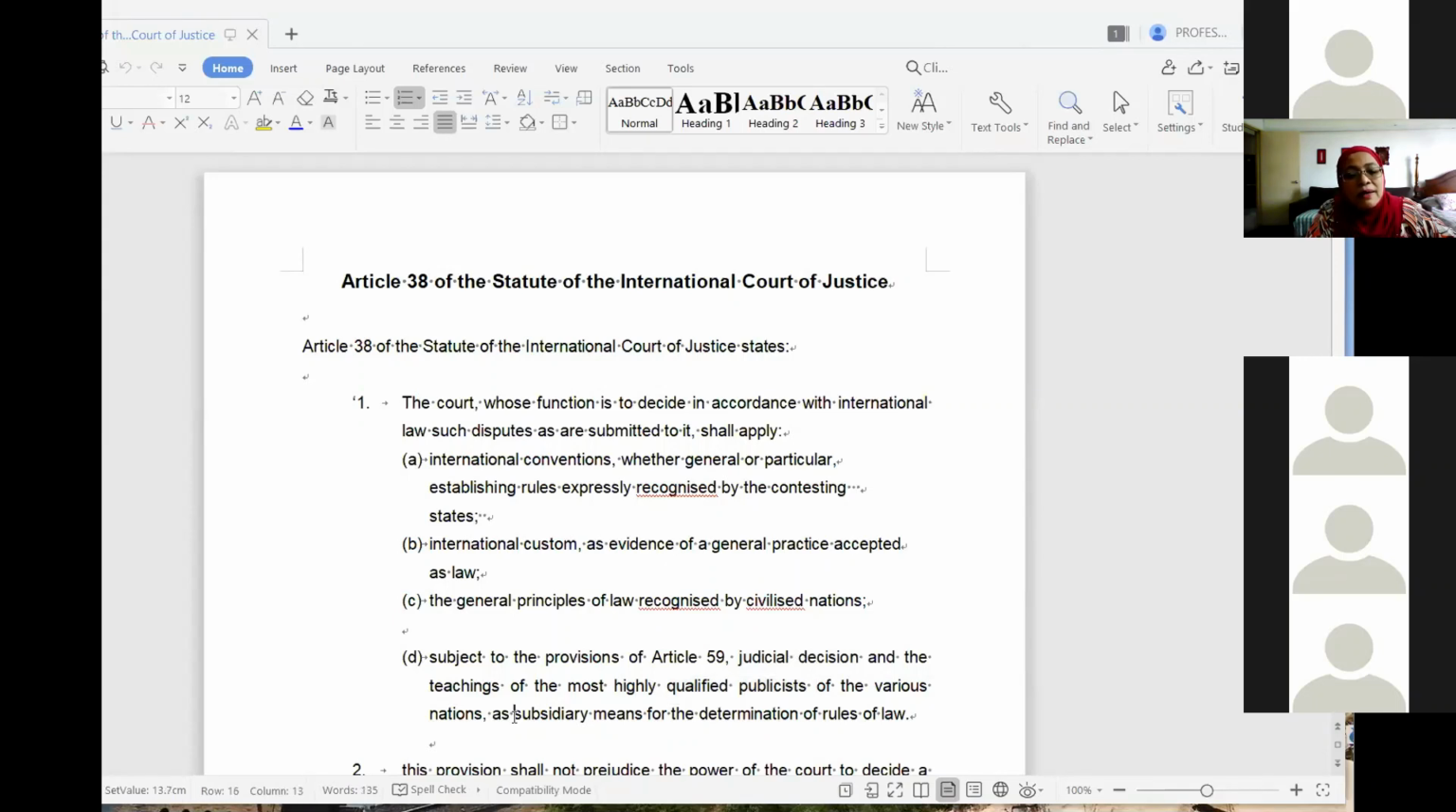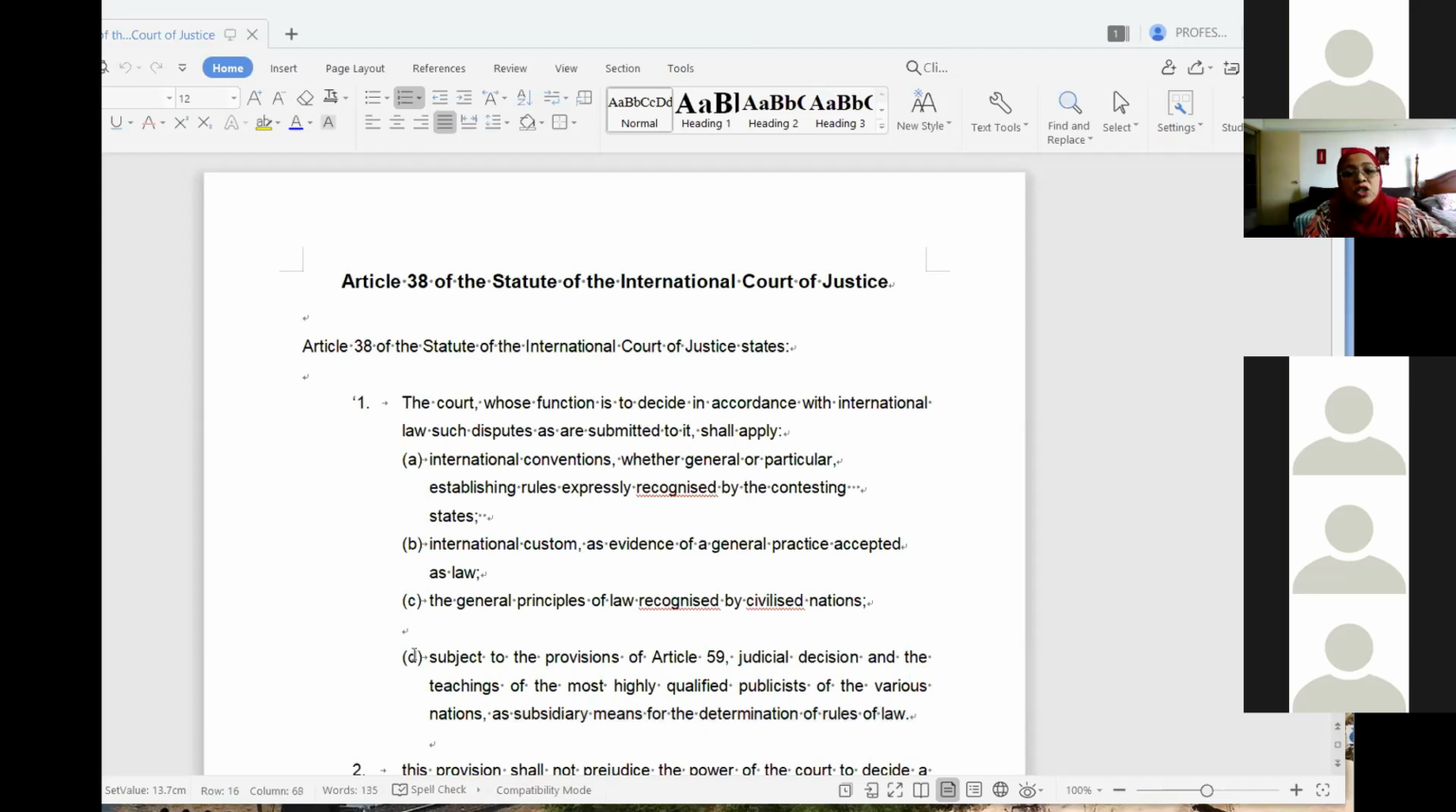There are 4 things in D, subsidiary means for the determination of rules of law. That's 4. The first one is judicial decision. Second is the teaching of the most highly qualified. Number 3, qualified publicists of various nations. Number 4, subsidiary means for the determination of rules of law.